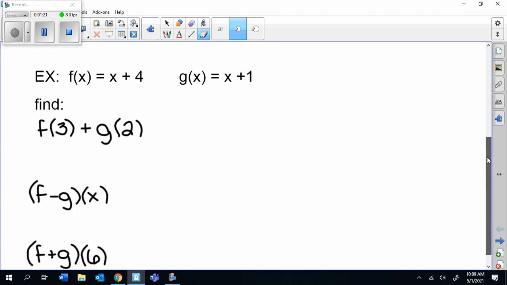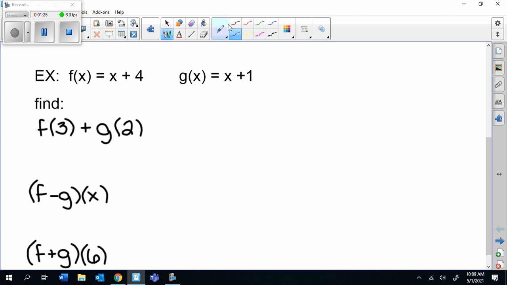So here's our first example. And as you see, I included that negative right there. And so it's mostly how do I read the math? If you see f of 3, please notice that this x has been replaced with a 3. So what this notation is telling us is to plug in 3 for x. So instead of x plus 4, we're going to have 3 plus 4. 3 plus 4 is 7.